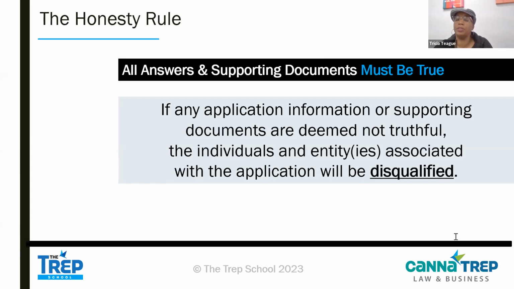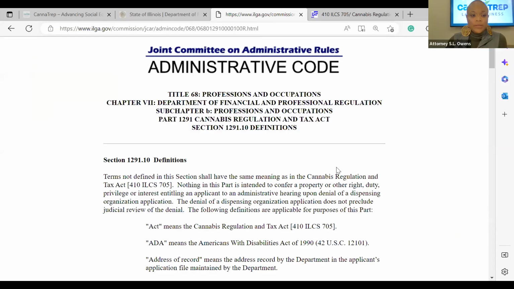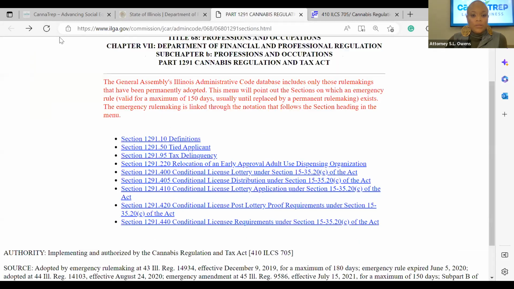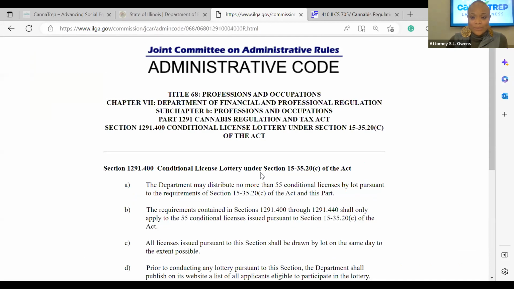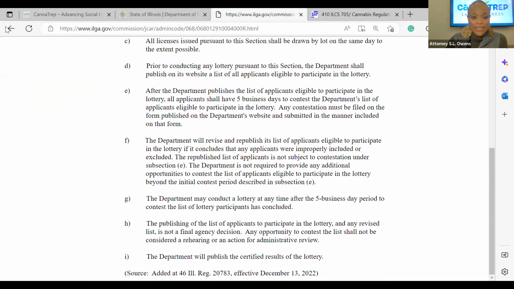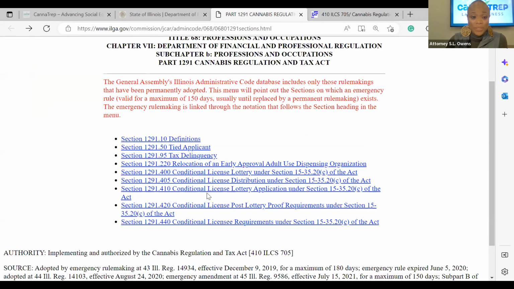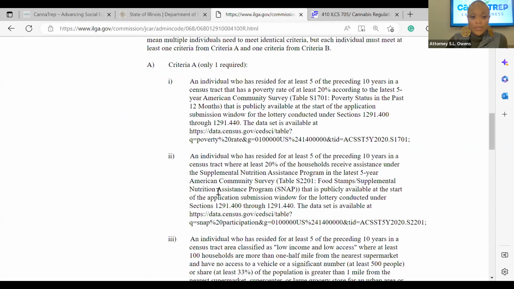Are you going to share your screen? Am I sharing it now? Now, okay, you are. So I'm so glad that this is not a long rule book. I'm just looking for conditional license lottery. Mind you, I've been in here a lot, so I know how to get around quickly. Just give me a second. This is what I would be doing in real time to answer this question. I'd be going to the rules to find out what the rules are. I think here is where it's going to be.